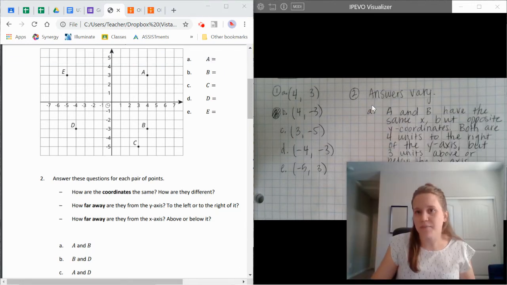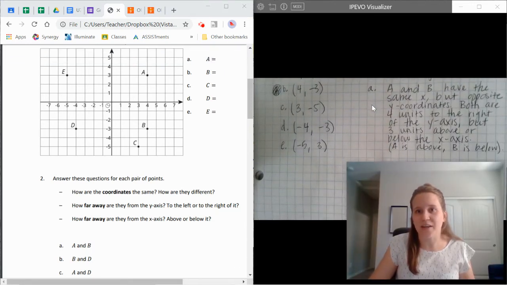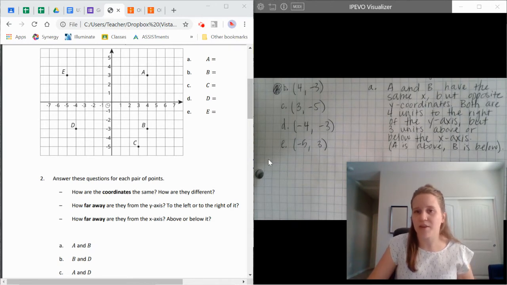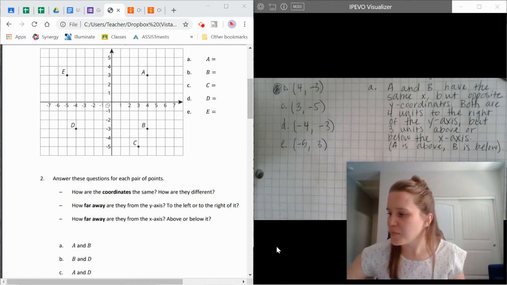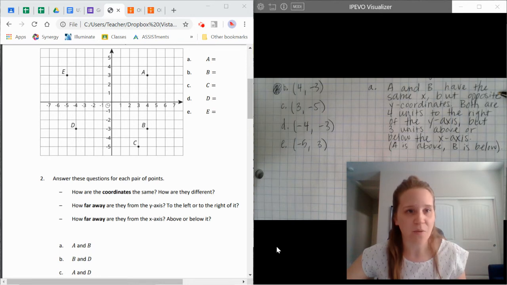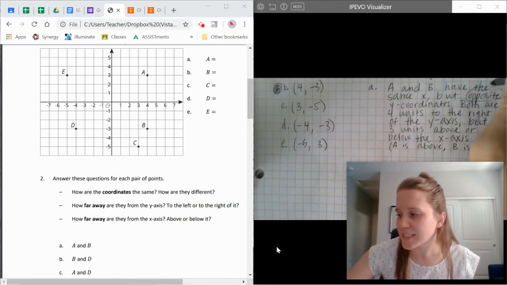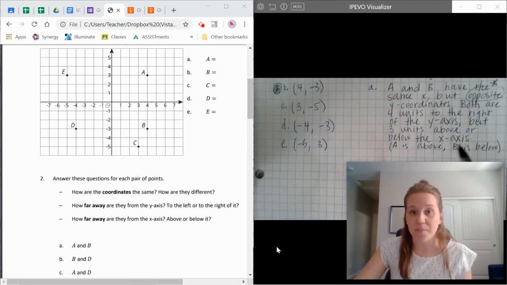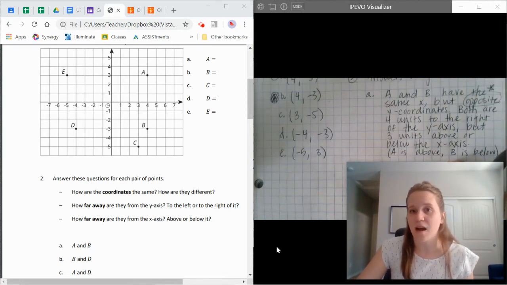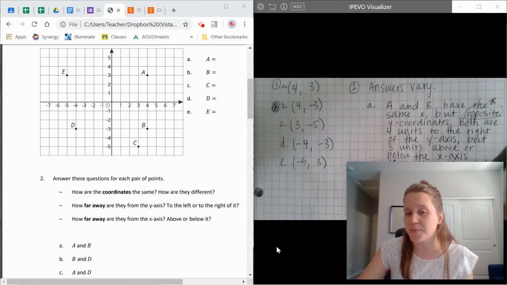for this question. And again, answers vary, so I just want you to carefully check yours, okay? So here's what I was thinking. A and B have the same x but opposite y coordinates. That word opposite is a great one to include in your answer because we learned about opposite numbers, remember, are on the opposite sides of 0 but have the same absolute value.